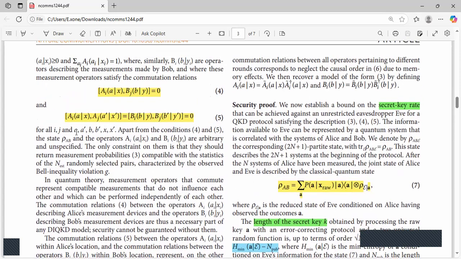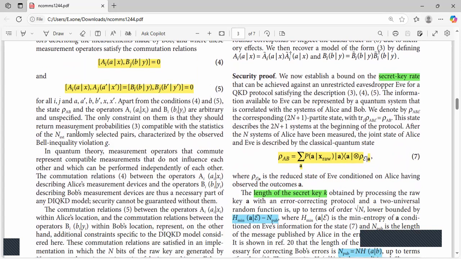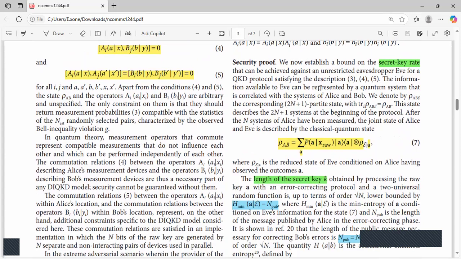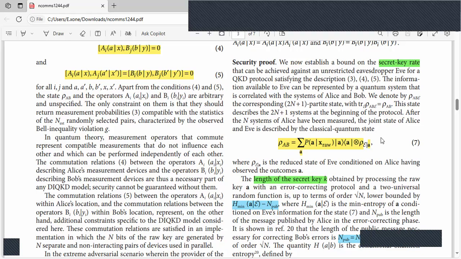So here comes the security proof, and we are trying to get a bound on the secret key. We have a 2n+1 system initially, and it is described by a tripartite state. After Alice's measurement, the classical-quantum state is given by equation 7. There is some correlation between Alice's measurement and the Eve system that is conditioned on Alice's measurement.